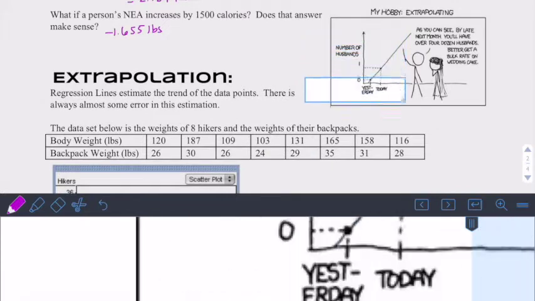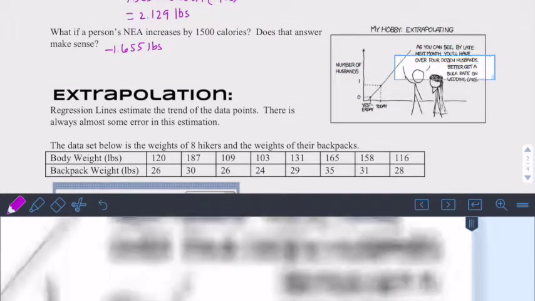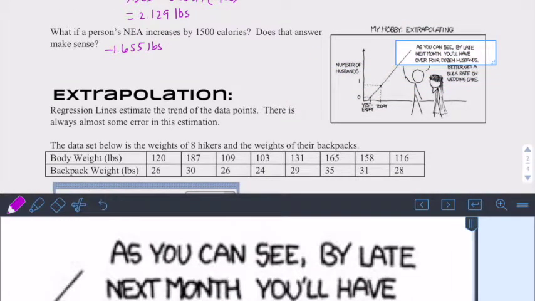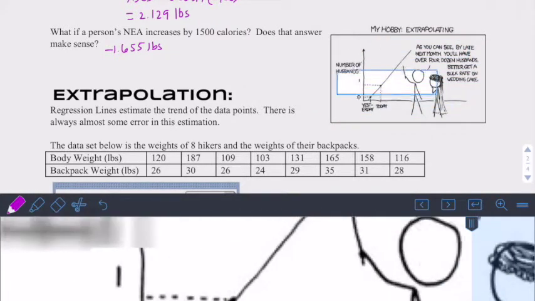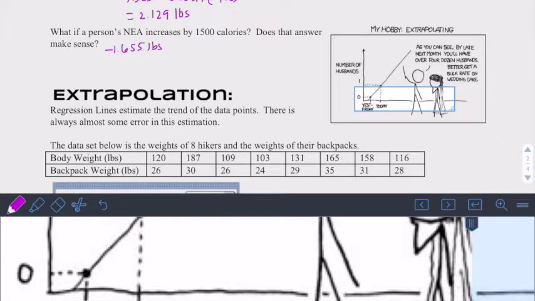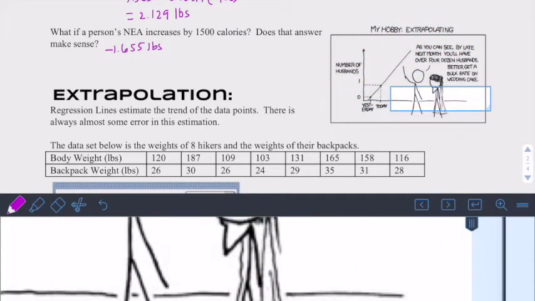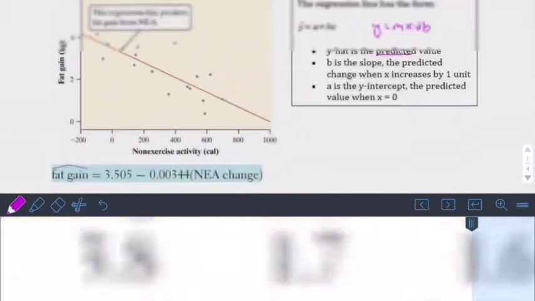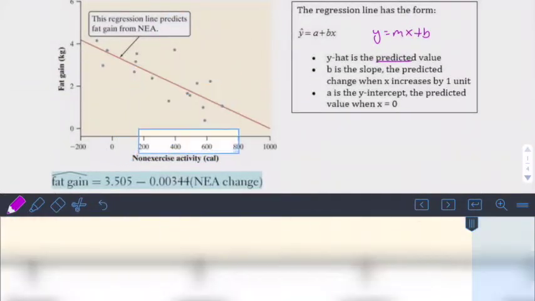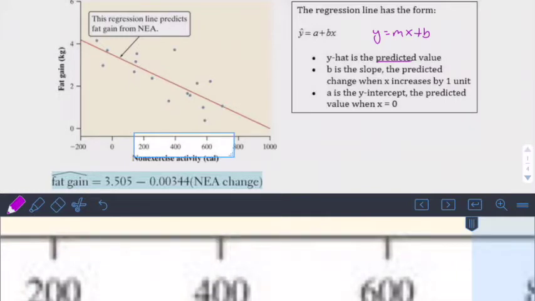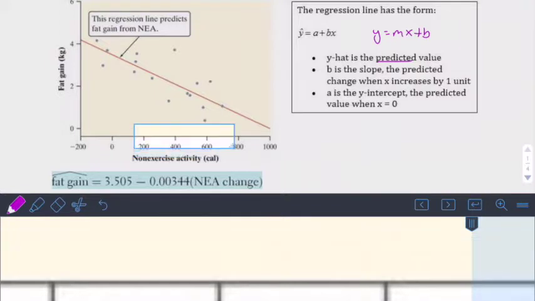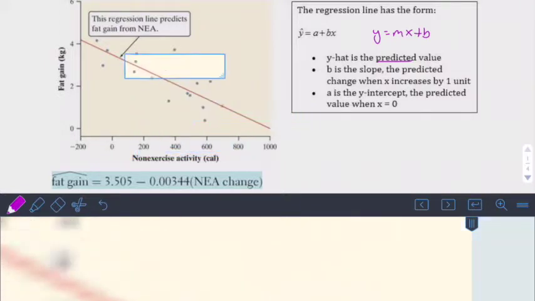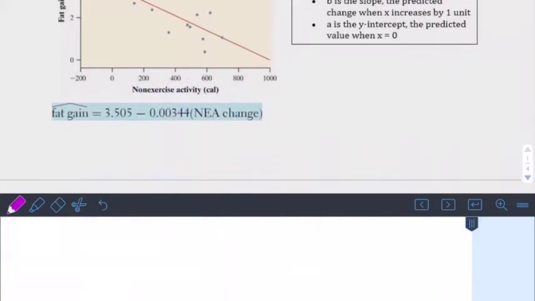In this little cartoon, one person had a husband, and then over time, by next month, you'll have over 4 dozen husbands. Well, the data doesn't really go past today, and that doesn't make sense. We can use 400 calories as a predictor because 400 is in our data. This is called interpolating, not extrapolating like we did before. It's interpolating because it's inside our data, and that would be okay for our prediction.